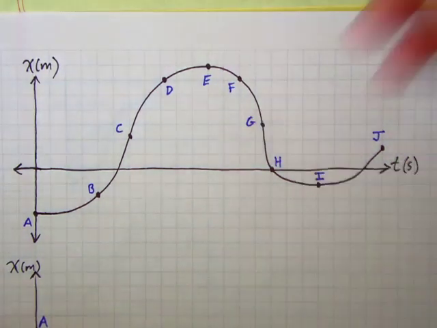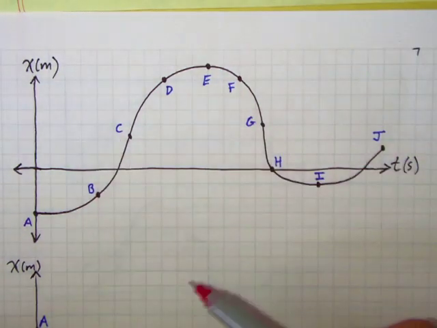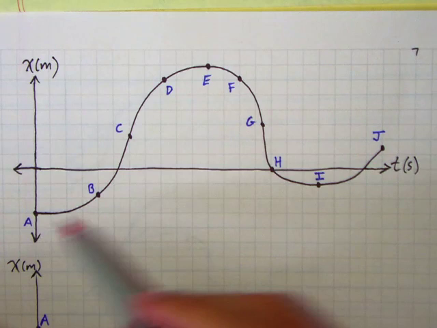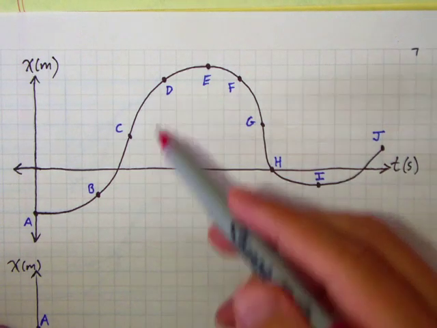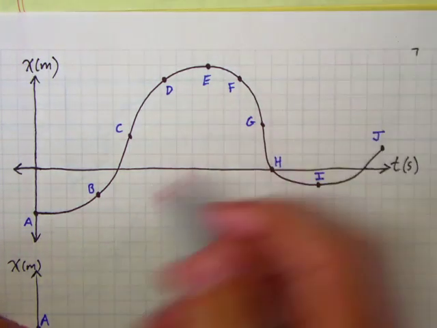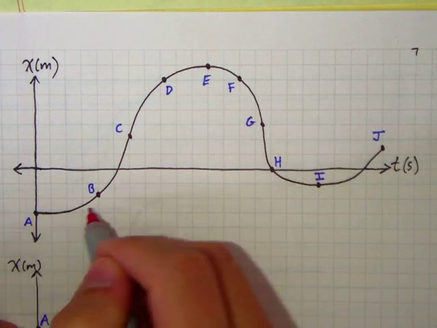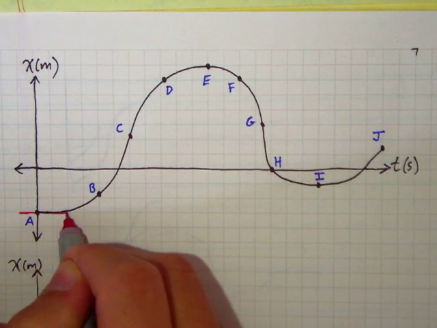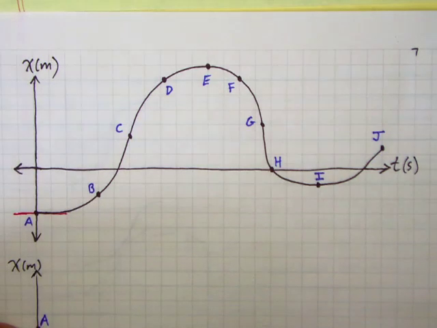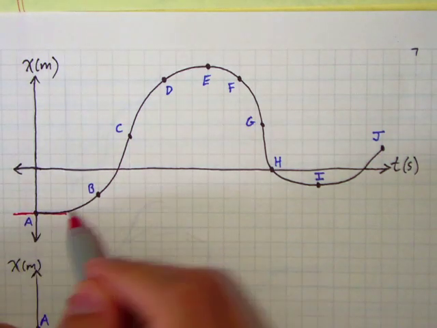Okay, here's a position versus time graph for another moving object, and I've marked a number of events while that object is moving, and let's draw in the tangent lines at each of these events. Here at the first event A, our tangent line, the line that just touches the graph barely at A, is pretty much a horizontal line right there.